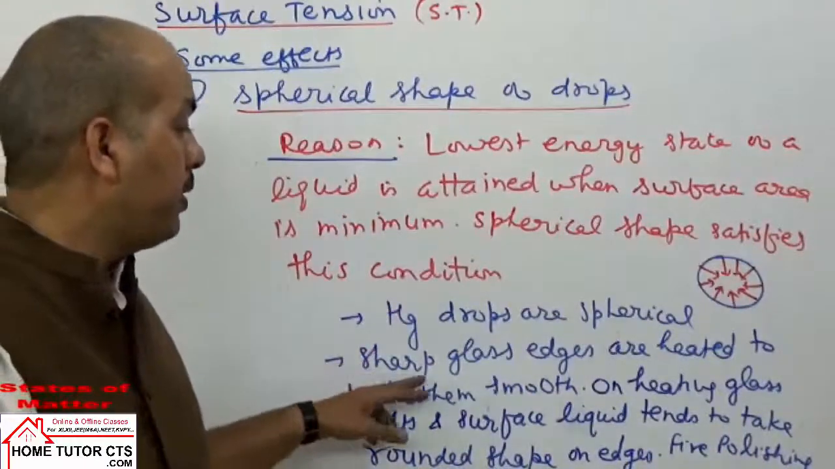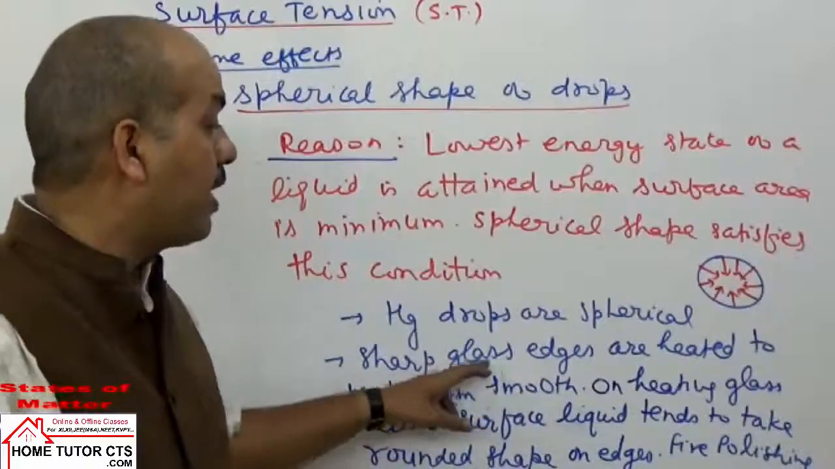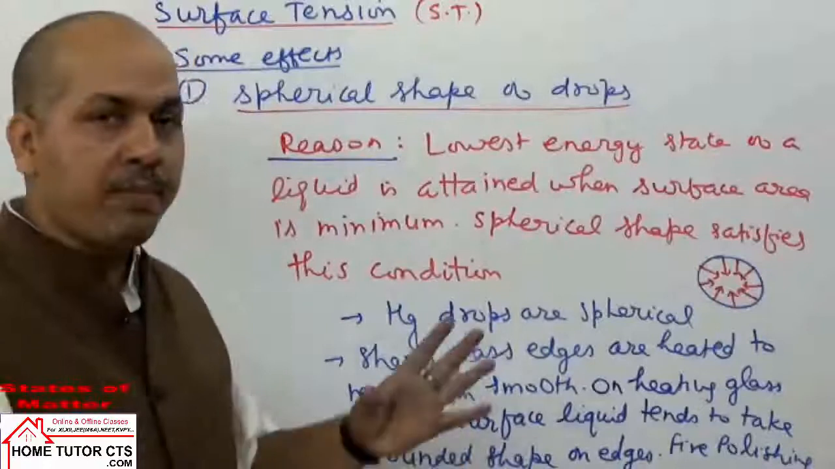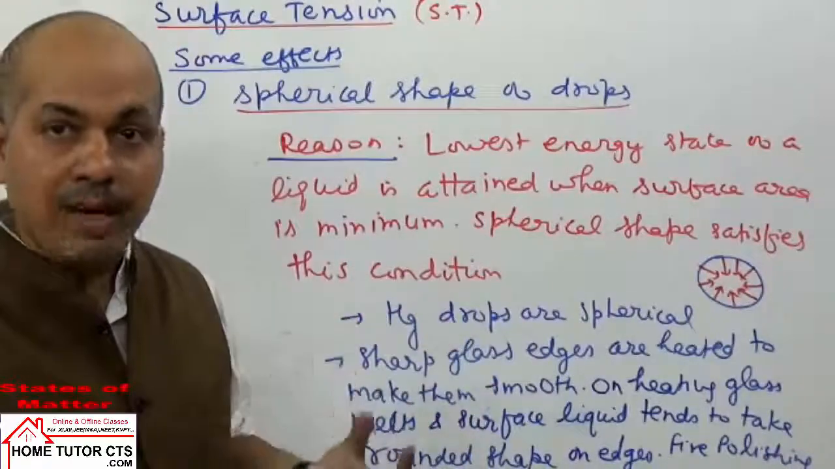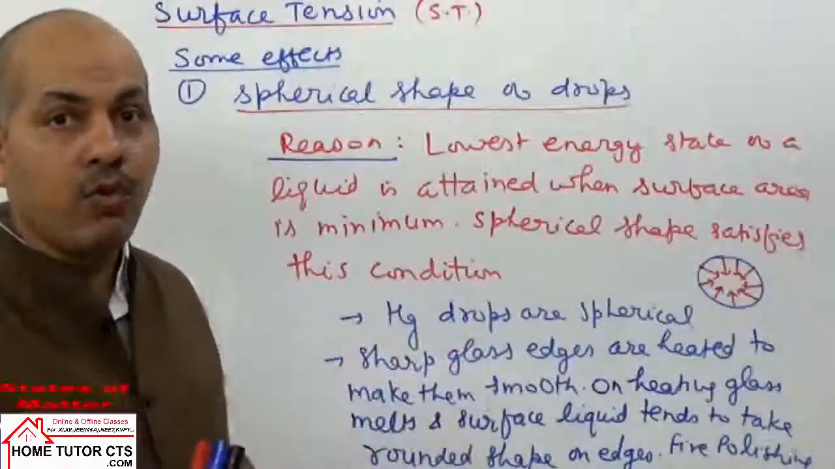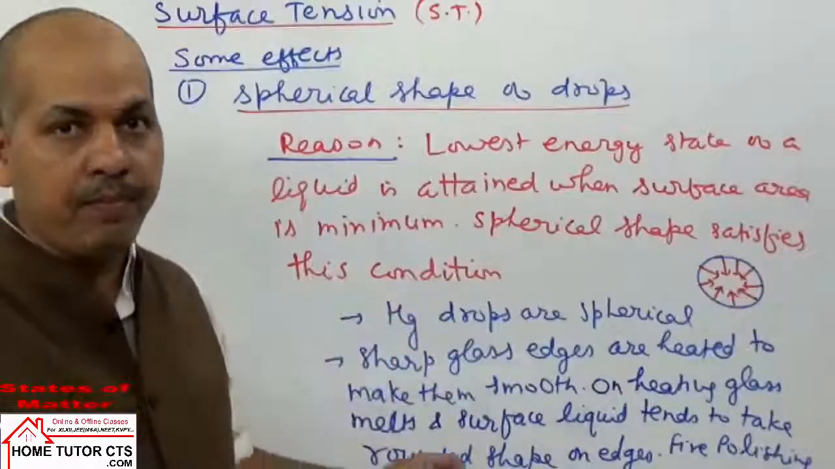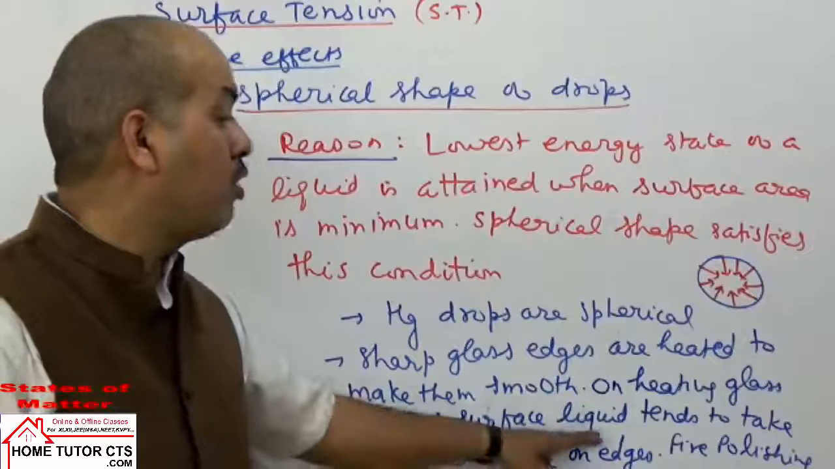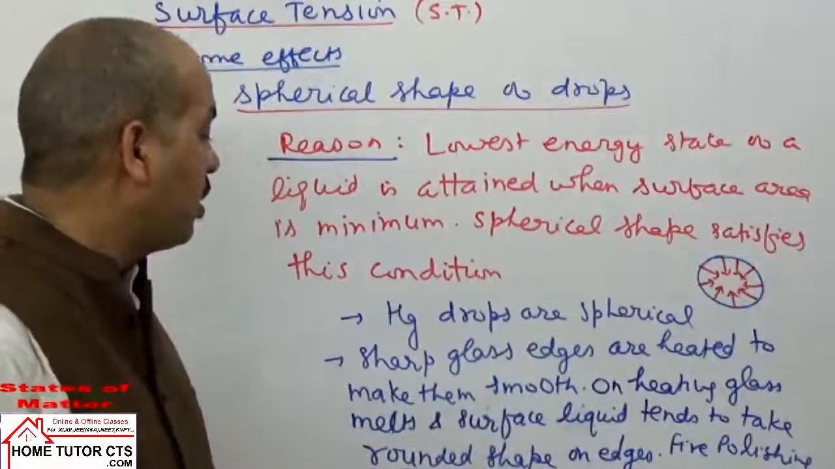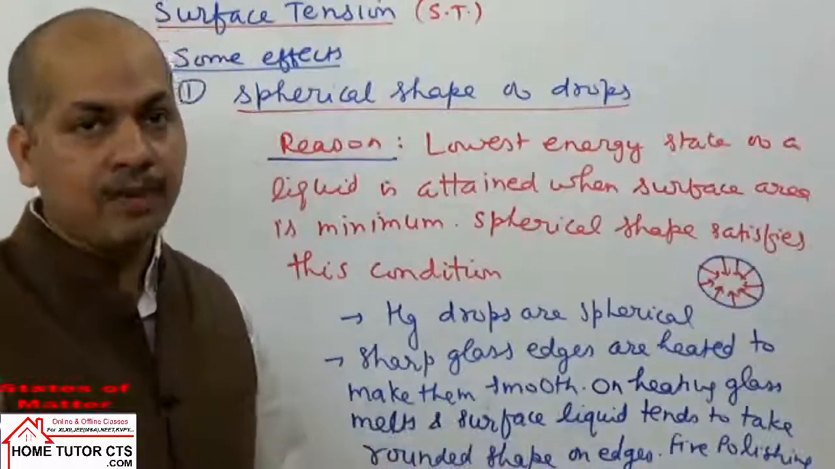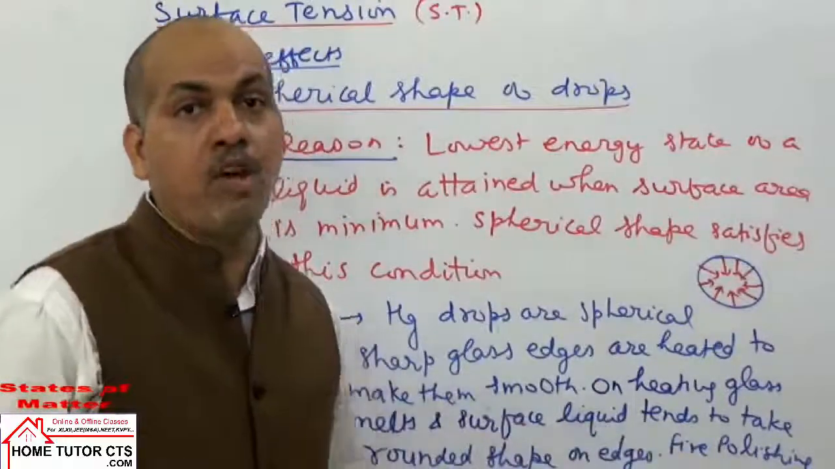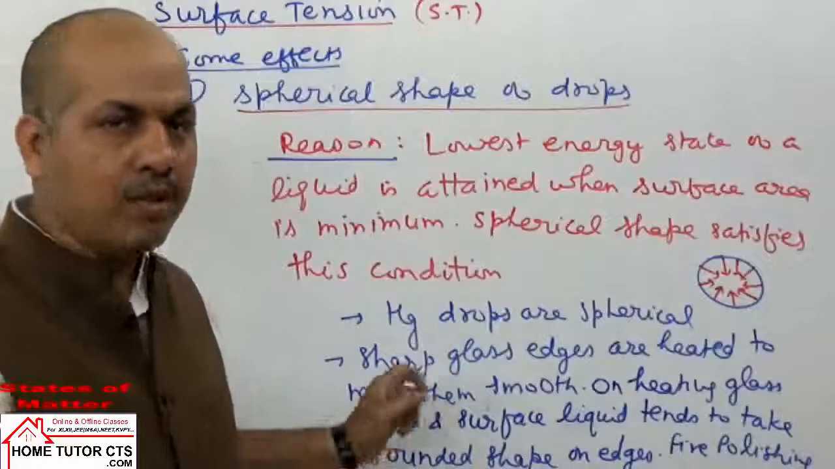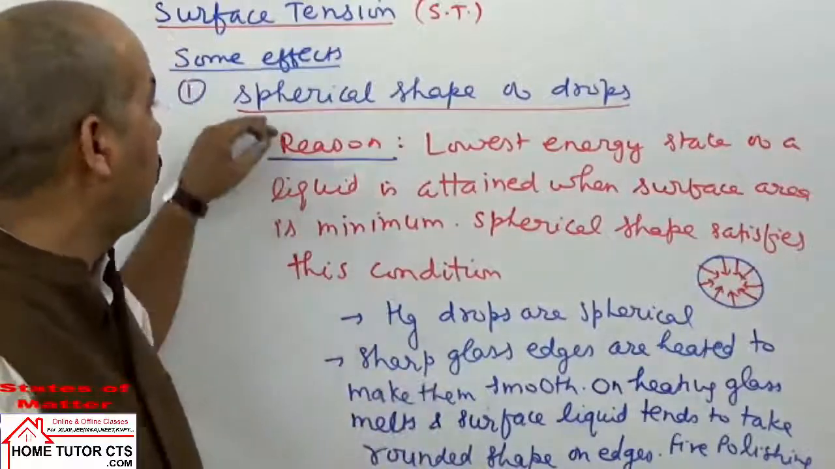Then you can take sharp glass edges are heated to make them smooth. What actually happens during heating is that the glass melts and the surface liquid tends to take a rounded shape on the edges. It is also called fire polishing, making the surface smooth by heating the edges. Okay, it is one application.